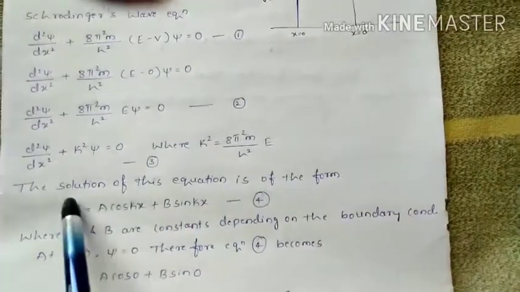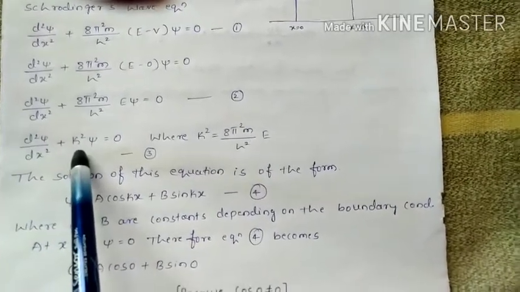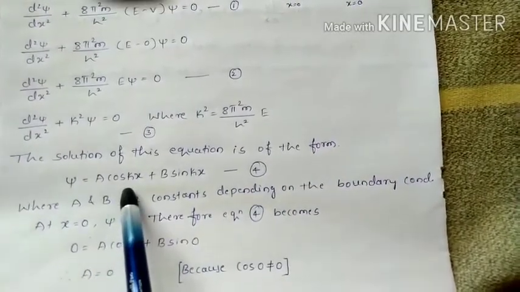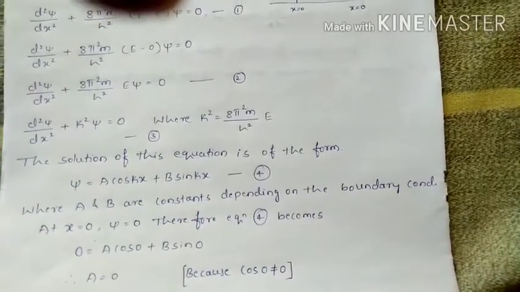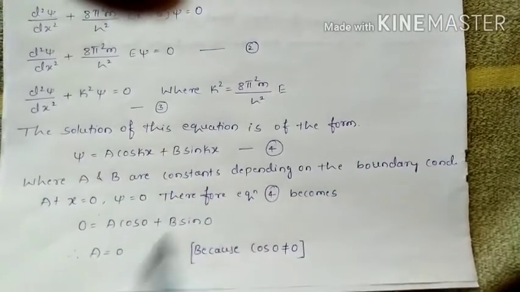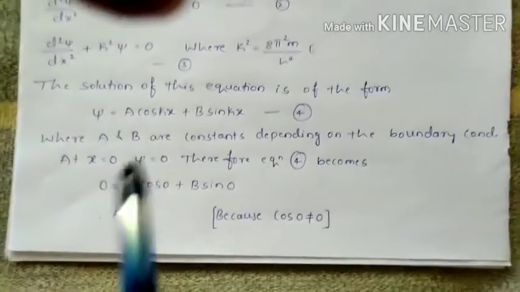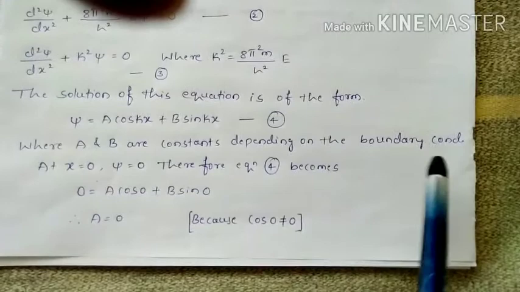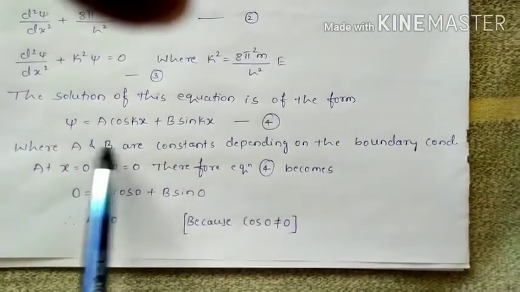Now the solution of this second order differential equation can be written in the form psi equals A cos kx plus B sin kx, where A and B are constants. You can see this A and this B are constant values depending upon the boundary conditions. So depending upon the boundary conditions we have to find out these A and B values.